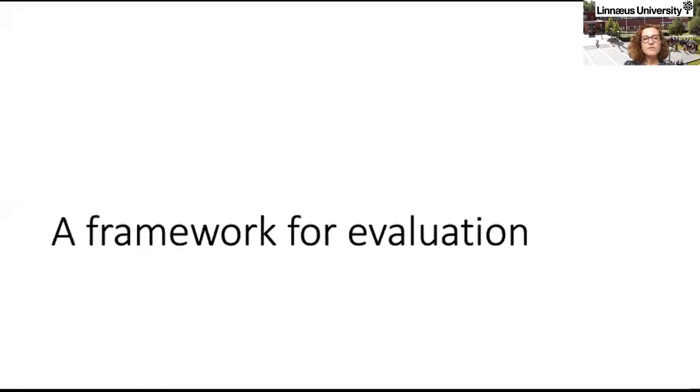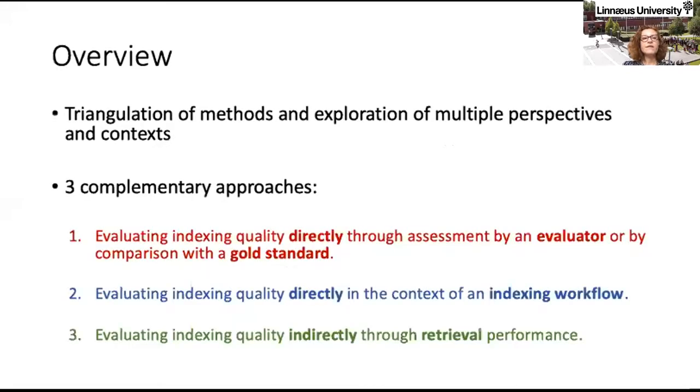Because of these challenges, as part of a project, a number of colleagues and I proposed a framework for evaluation. This framework wants to provide a comprehensive overview and therefore triangulates methods and explores multiple perspectives and contexts. Depending on the resources available, it advocates applying three complementary approaches. The first approach is to evaluate indexing quality directly through assessment by an evaluator or by comparison with the gold standard, which we talked about just recently. However, in this case, the gold standard is carefully crafted, which we'll talk about in a moment.